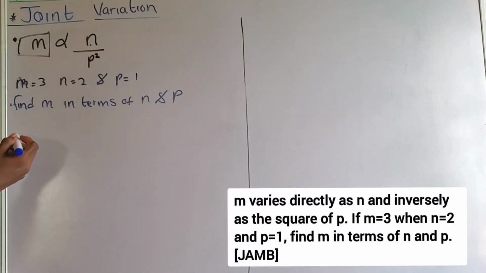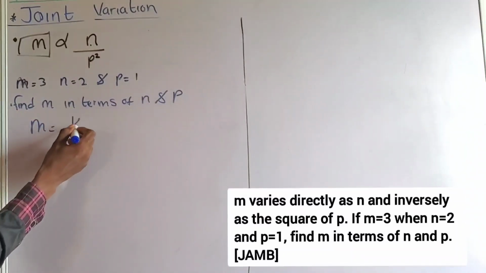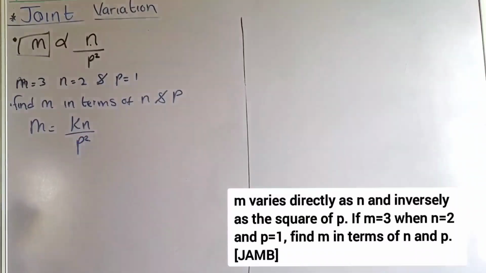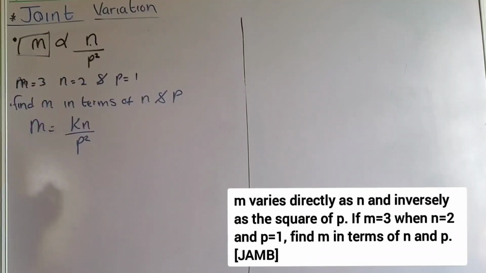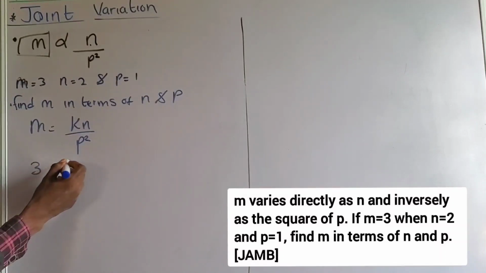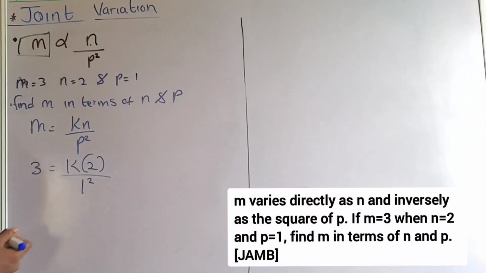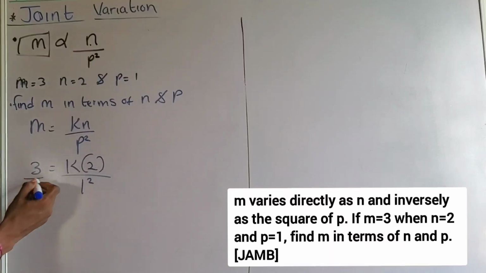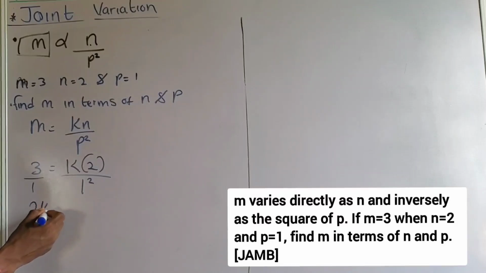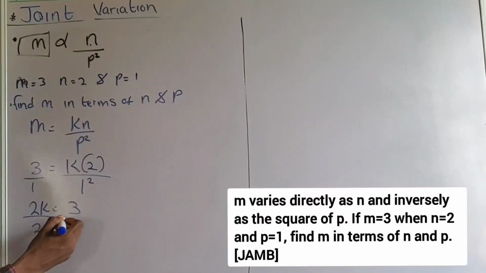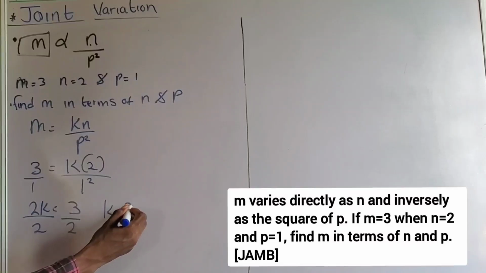Okay, so in that case, I'm going to rewrite the equation as m is equals to kn all over p squared. Do you understand? Okay, now the next step is that I need to determine the value of k. Now, to determine the value of k, don't forget that we've been given that m is equals to 3 and n is equals to 2, while p is equals to 1 in the question. So now m is equals to 3, I'm going to have 3 here, equals to k multiplied by n is 2, so multiply by 2 all over p squared. P is 1, so I'm going to have 1 squared. Do you understand? Okay, now from this point, 1 square is 1, right? Yes. 1 times 3 is 3, so I'm going to have 2k is equals to 3, right? So to get the value of k, I'm going to divide both by 2. So k is equals to 3 over 2.